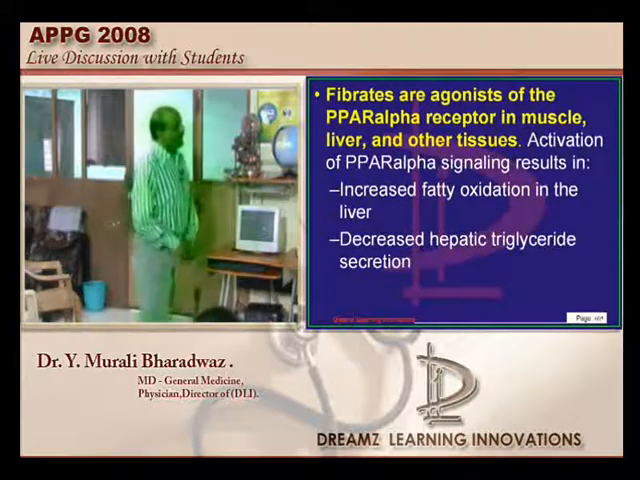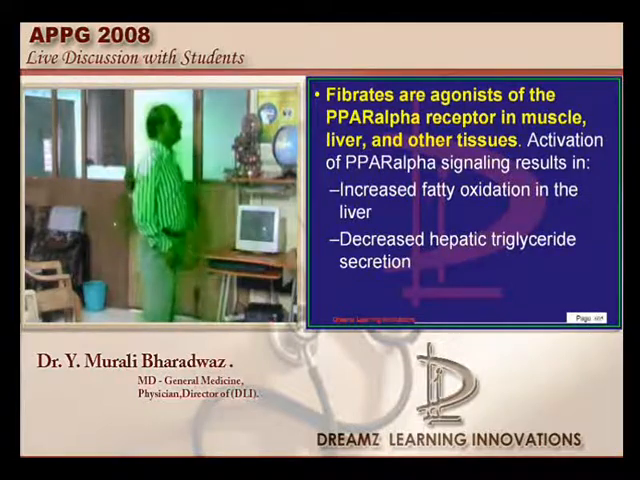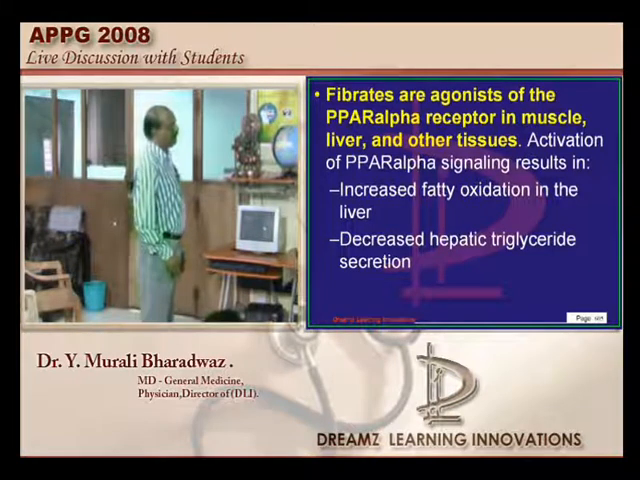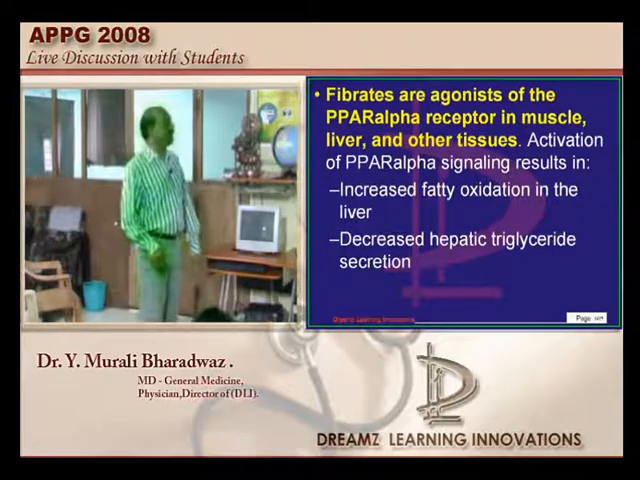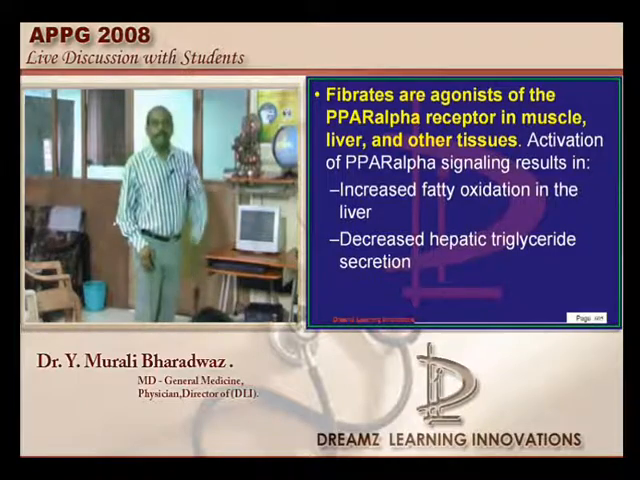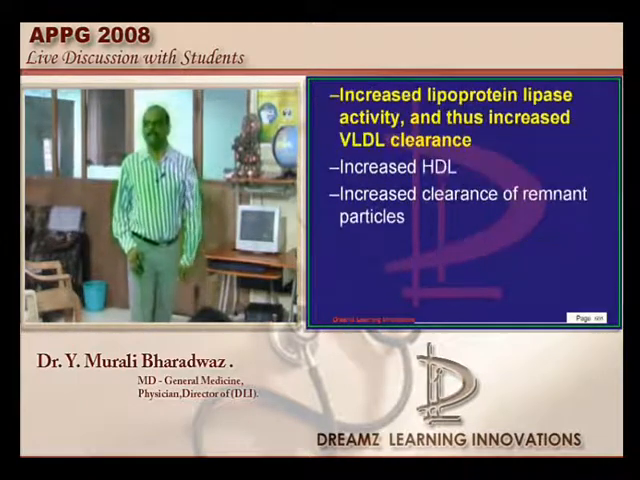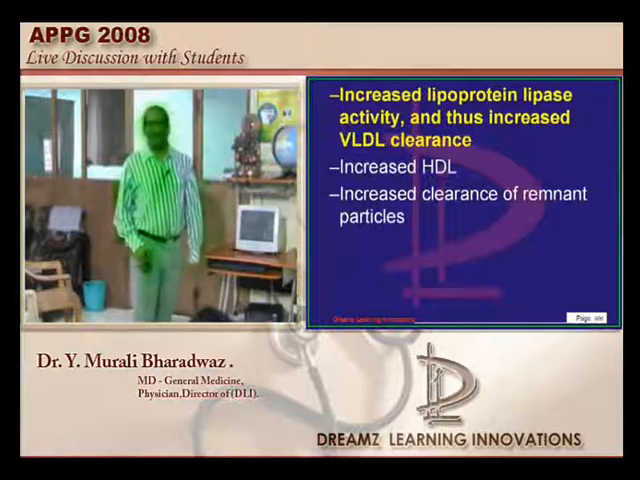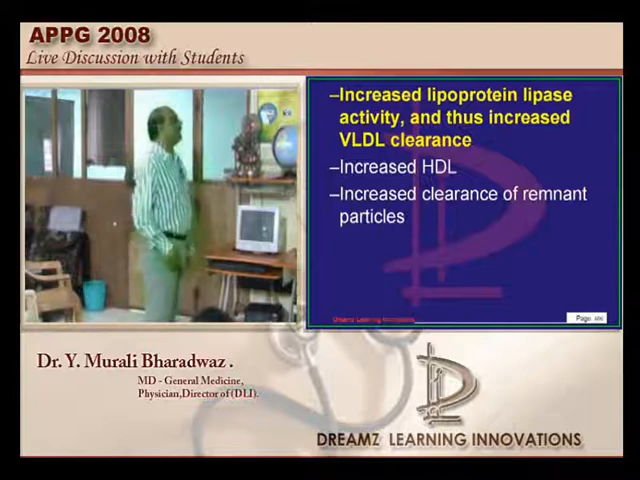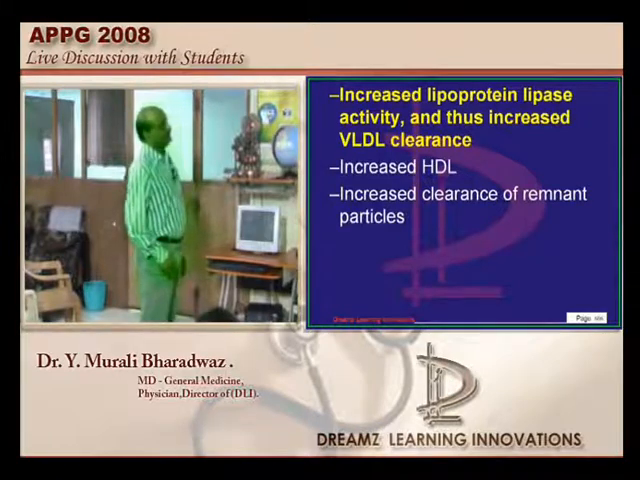So basically, fibrates act against what is called as a PPAR. PPAR is also called peroxisome proliferator activated receptor. And they cause an increased lipoprotein lipase activity, and hence they cause more VLDL clearance, and they cause a decrease of the VLDL, and they also will cause an increase of the HDL. That is how the fibrates will be functioning, is what need to be remembered.